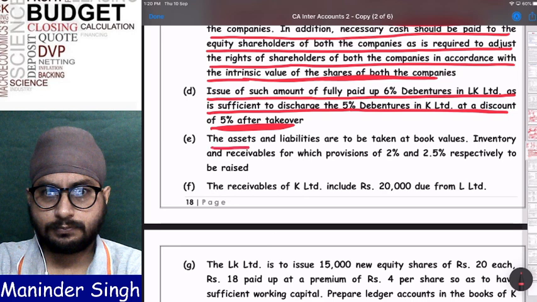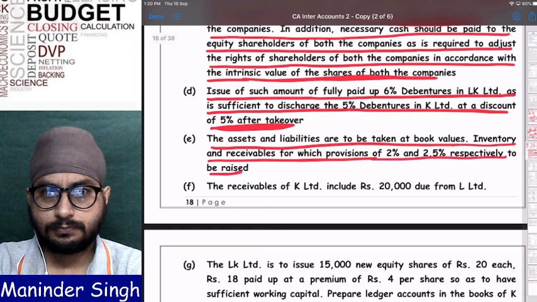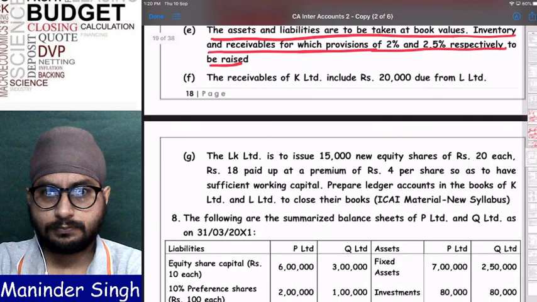Next, the assets and liabilities are to be taken over at book values. Assets and liabilities taken at book values. And receivables for which provision of 2% and 2.5% has to be made. The receivables of K Limited include 20,000 due from L Limited, intra-group transaction.